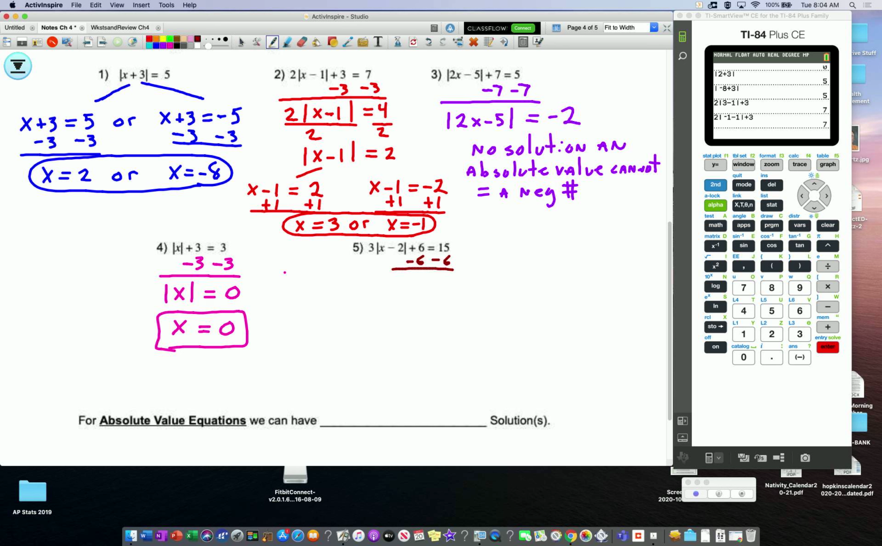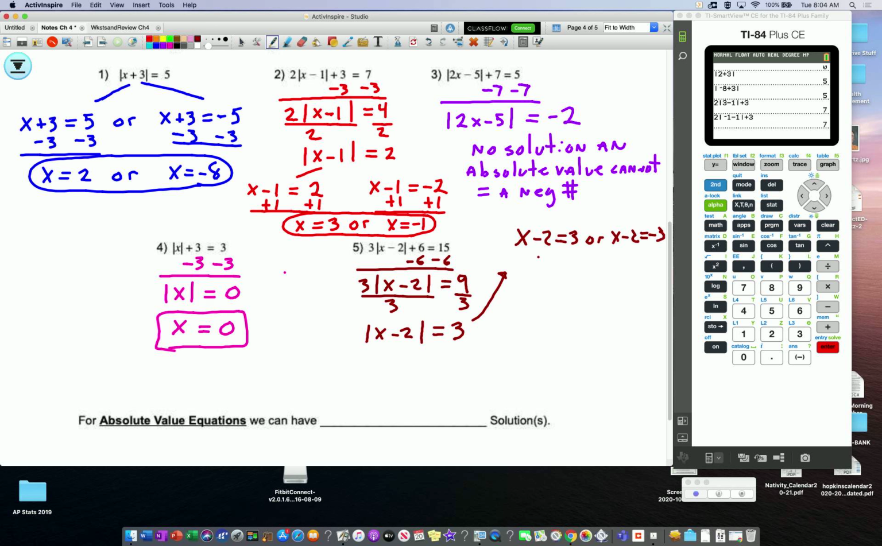So I got to subtract 6. So I have 3, absolute value, x minus 2 equals 9. Undo the 3 on the outside by dividing. So x minus 2, absolute value, equals 3. So that means I'm going to have two equations. x minus 2 equals 3, or x minus 2 could be located at -3.